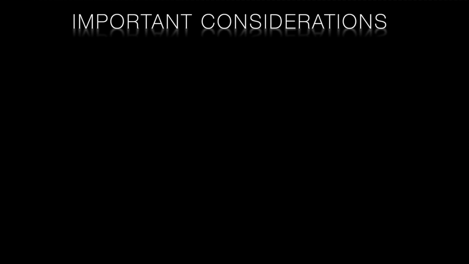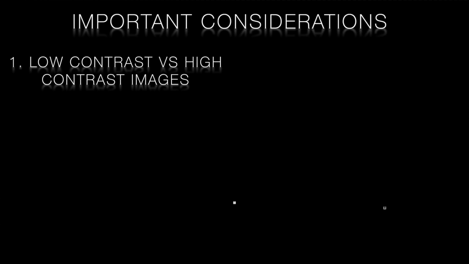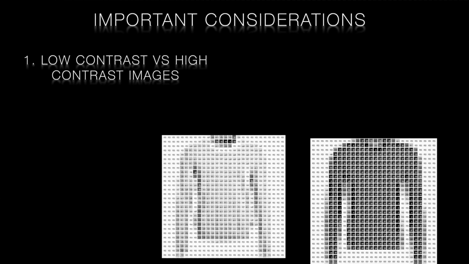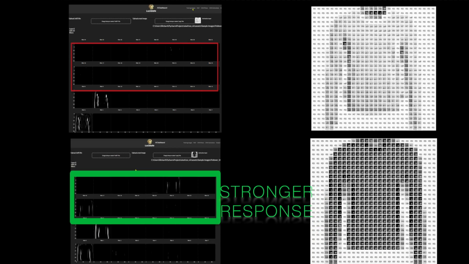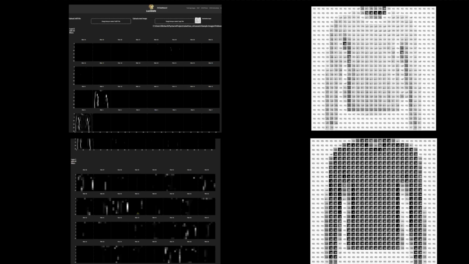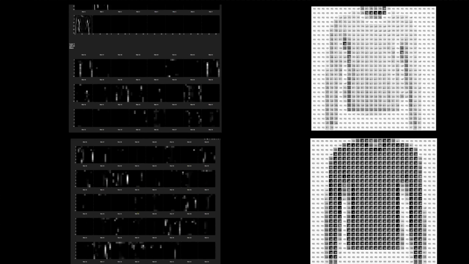Let's address the first problem, low contrast images. Here are two pullovers. One is black, one is grey. Unsurprisingly, the black pullover on the white background elicits a stronger response from our first layer. If we look at the second layer, the activations are more even between both images.